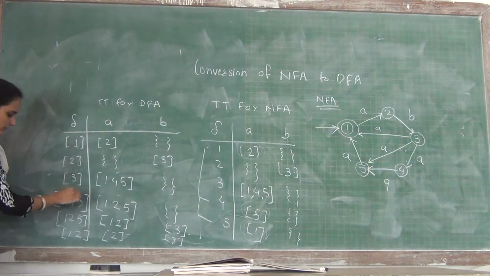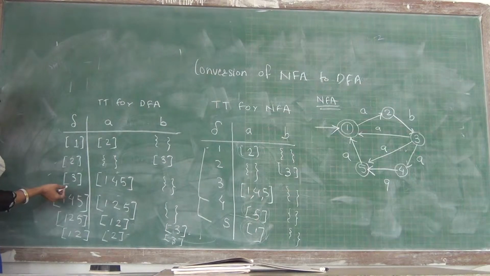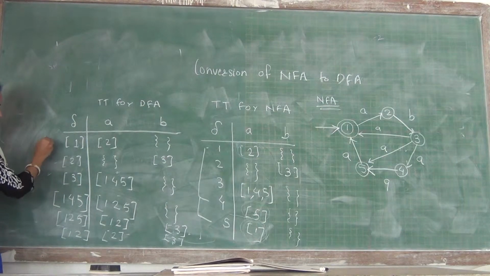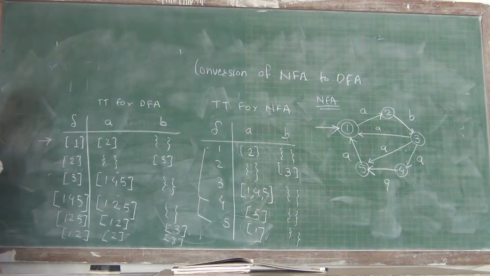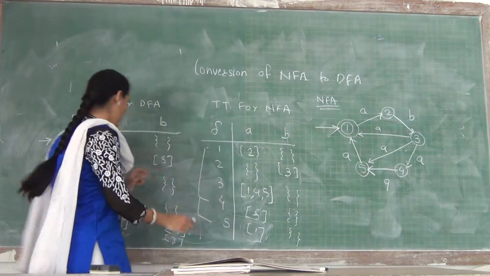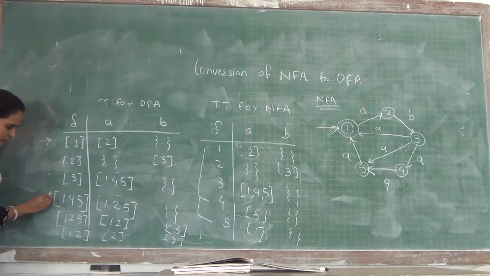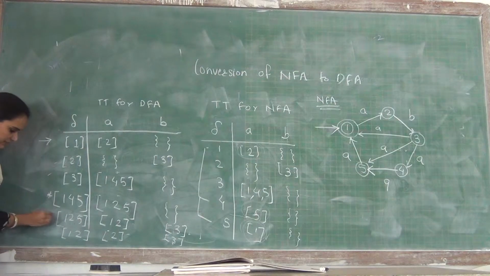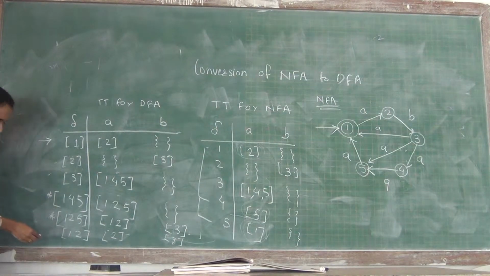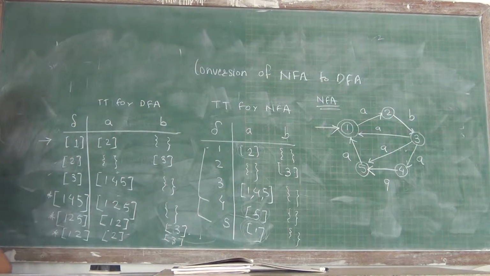So 1, 2, 3, 4, 5, 6. These are the 6 states of our equivalent DFA. Initial state 1 and acceptance state. Here in the NFA, 1 is the acceptance state. So in these states wherever 1 occurs, these all are considered as acceptance states. So 1, 4, 5 will be an acceptance state, 1, 2, 5 will also be an acceptance state, and 1, 2 as well. These are the acceptance states of our equivalent DFA.